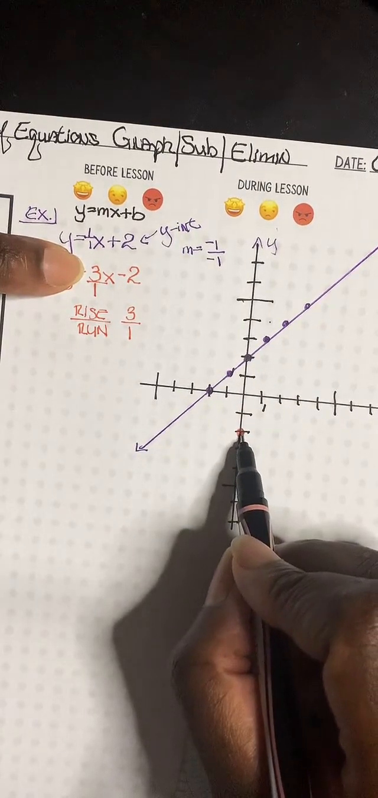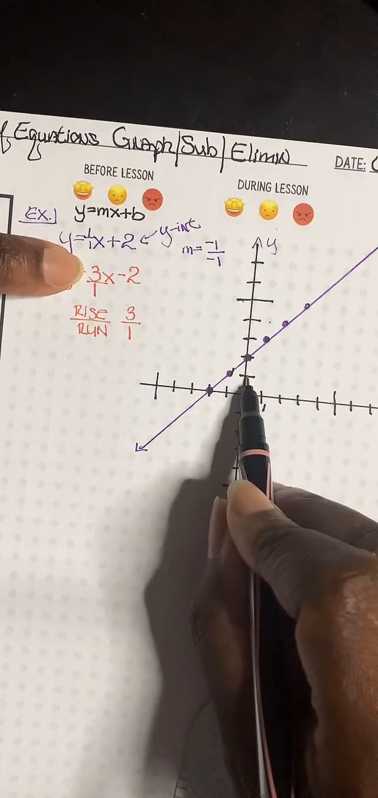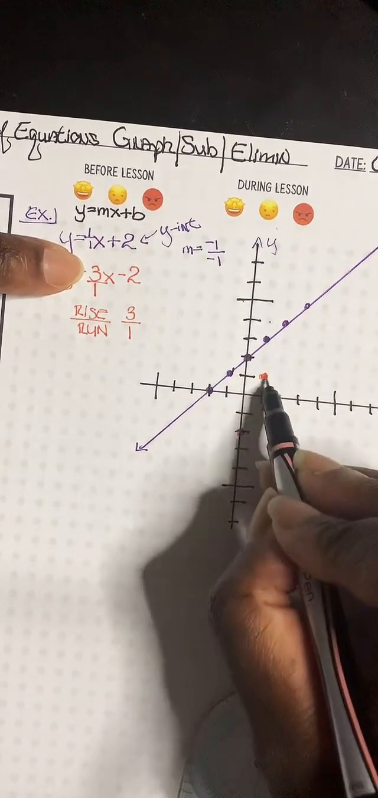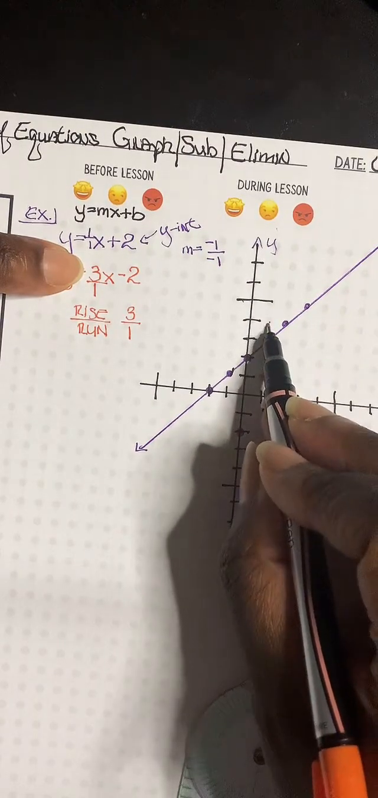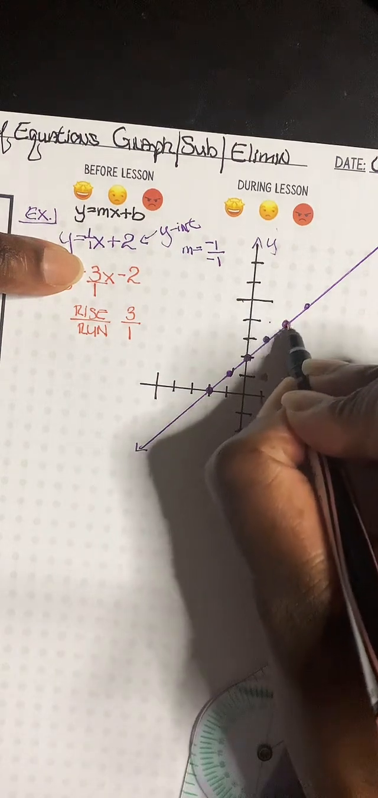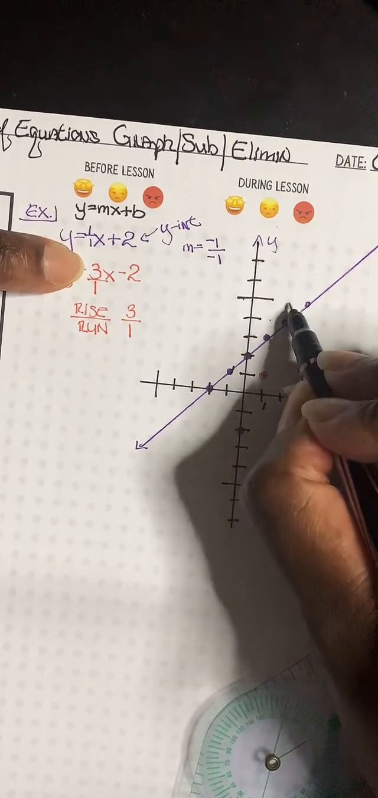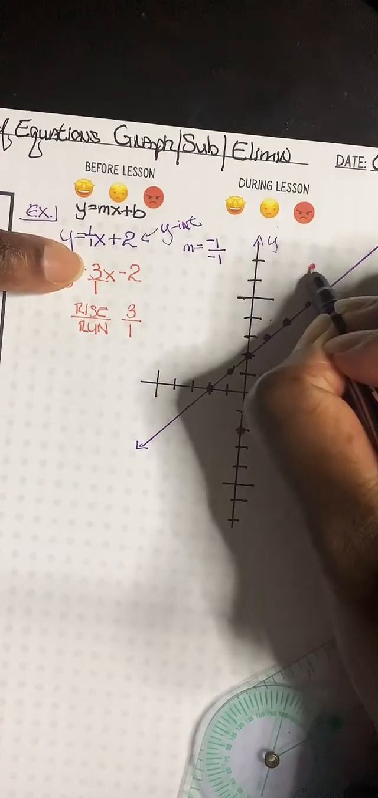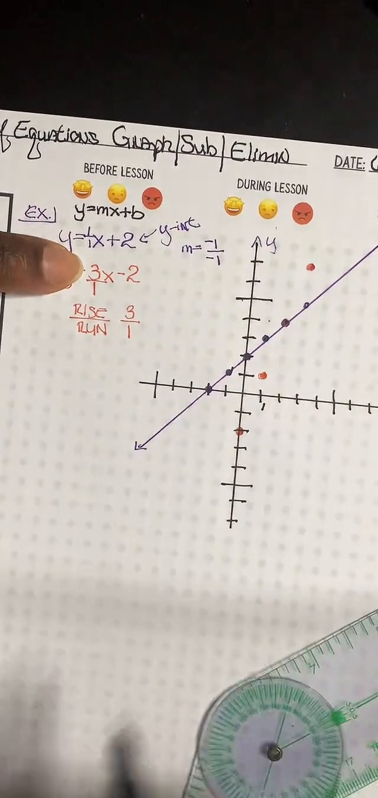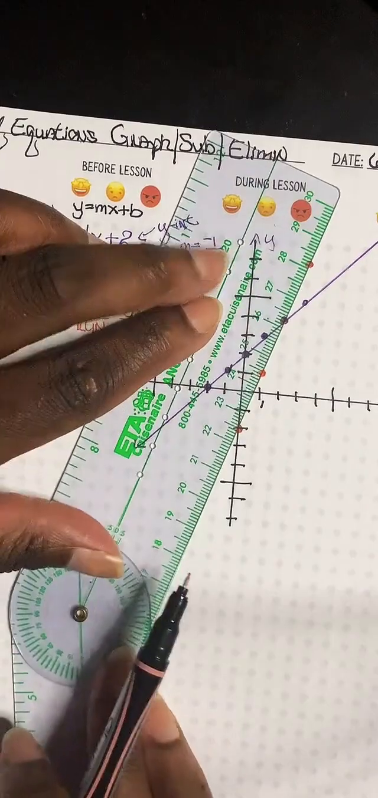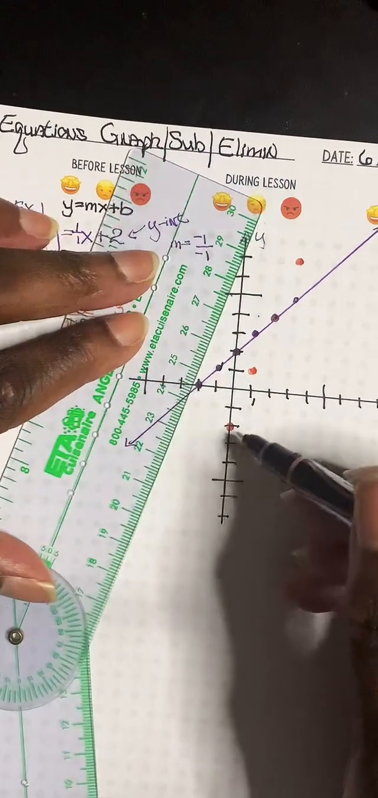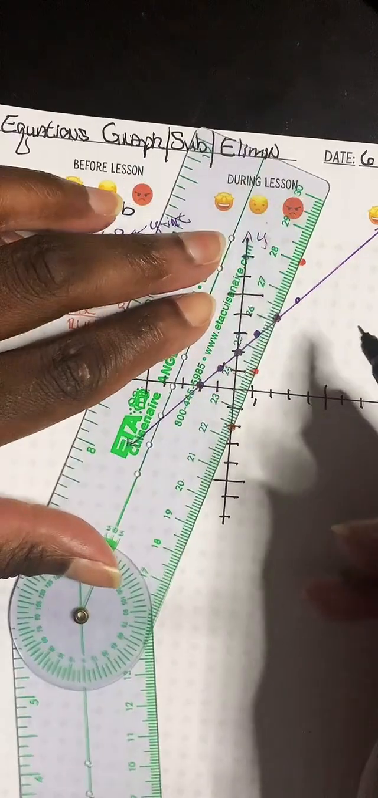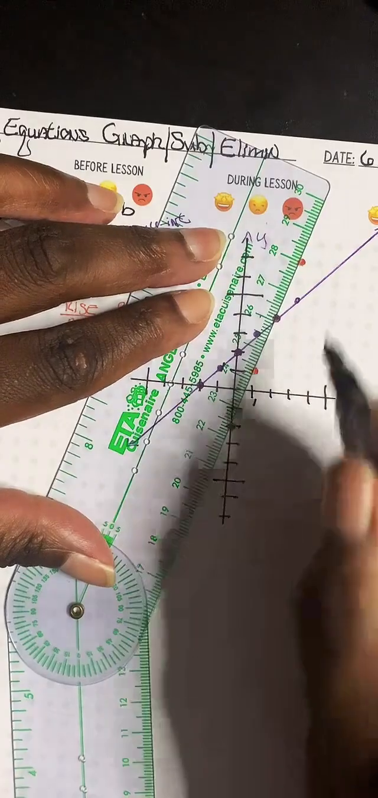So from here, going up 3, 1, 2, 3, to the right 1. Drawing my point. Going up 1, 2, 3, to the right 1. Draw my point. Now do you see why I like using the dot grid? Using this dot grid kind of helps it out a little bit. 1, 2, 3 over 1. So it's right about here.